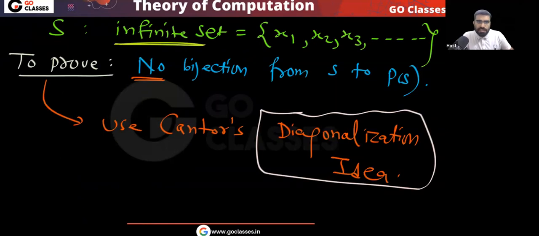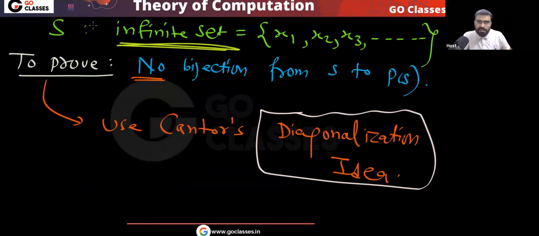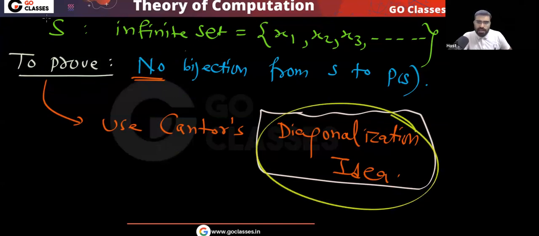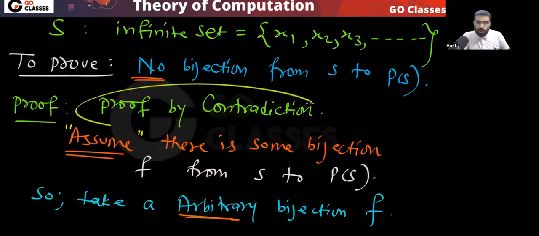See, it is a very simple point. You have an infinite set S, with elements X1, X2, X3. This can be uncountable or countable, whatever. We need to prove there is no bijection from S to PS. We will prove it using Cantor's diagonalization idea, by contradiction. First, we assume there is some bijection.